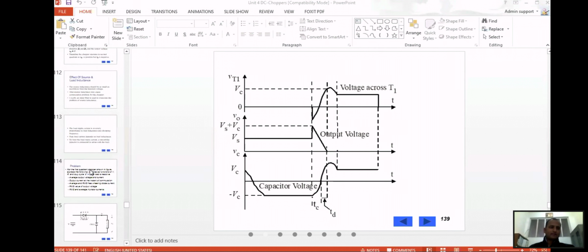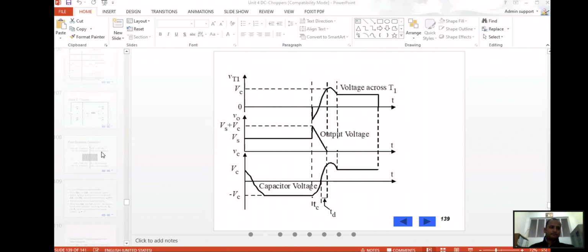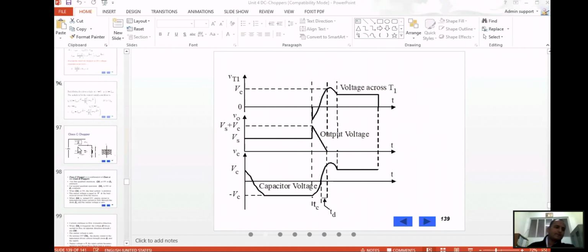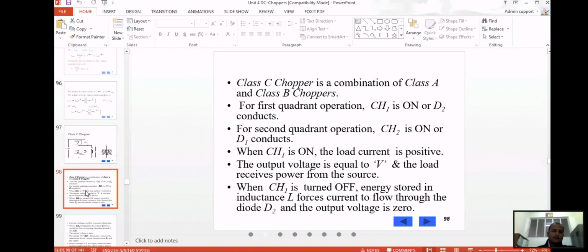Okay. Yesterday we were talking about the different types of choppers, right? Class A, class B, class C. We have seen that if you combine class A and class B choppers, then we can form a different type of chopper. Let's say in the class C chopper, two choppers, class A and class B, are used. It means a combination of these two choppers.